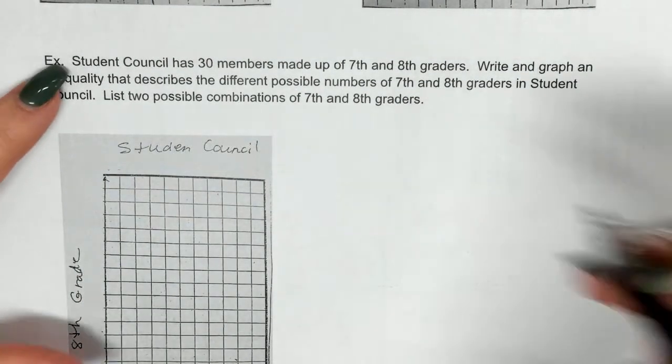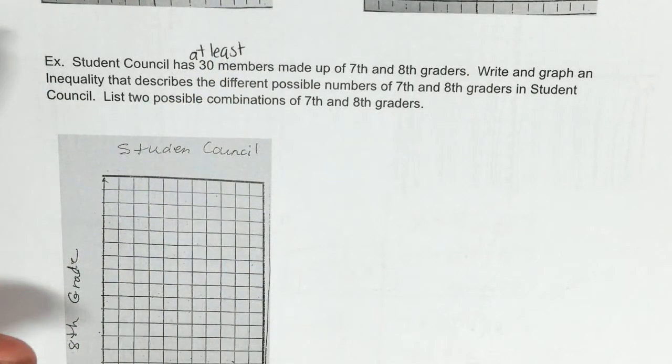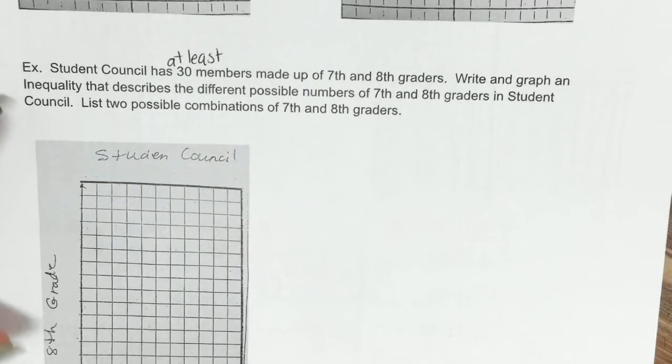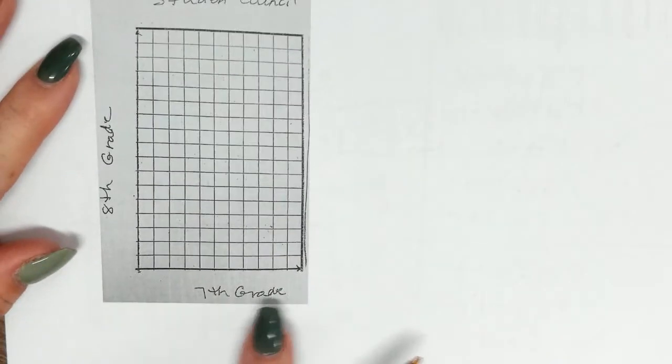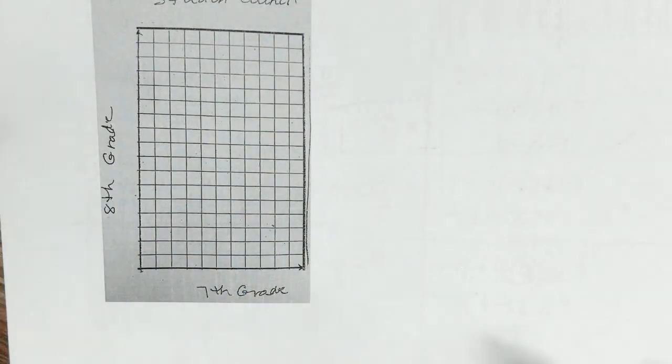It should say student council has at least 30 members made up of 7th and 8th graders. Write and graph an inequality that describes the different possible numbers of 7th and 8th graders in student council. Okay, everybody look at the x-axis and y-axis. One axis is 7th grade, one axis is 8th grade. When it's like that and it's not a total on the y-axis, you're going to write it in standard form. Okay, it's not mx plus b form.